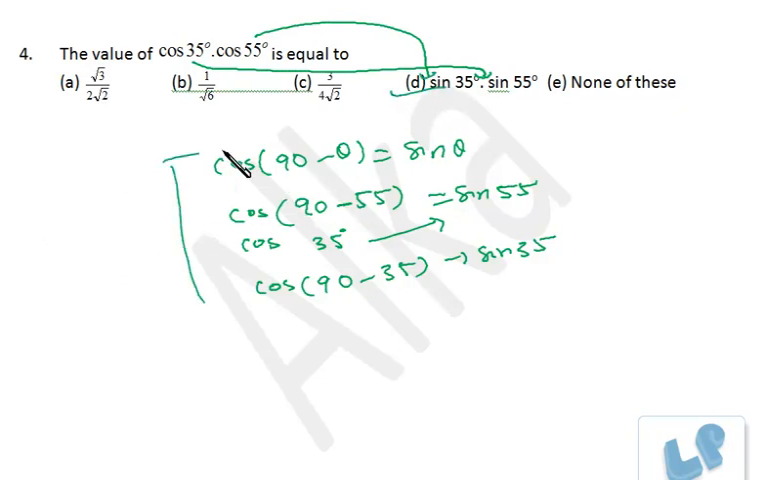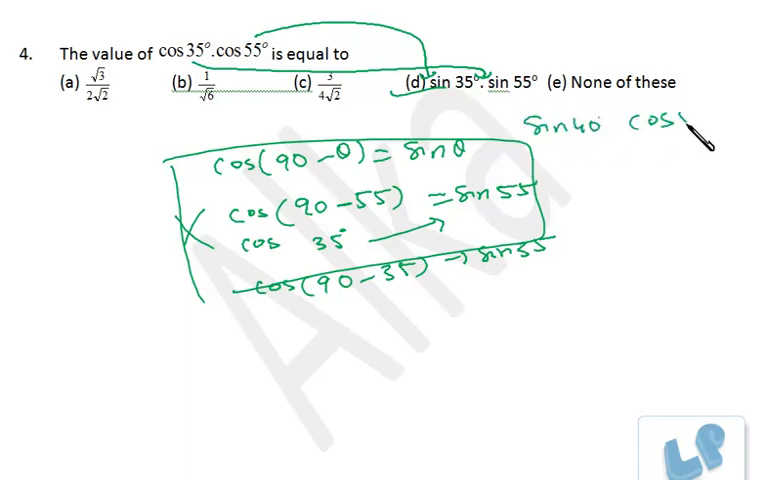After some practice, don't write all this. Not at all required. Quickly you can do it. Cos 35 is sin 55, cos 55 is sin 35, right? Sin 40 is cos 50, cos 40 is sin 50, as simple as that, right? The sum should be 90. Okay, so 35 and 55, the sum is 90. 55 and 35, the sum is 90, right? So a bit of practice is required. After that, it's just a matter of 10 seconds. I hope you are getting me.